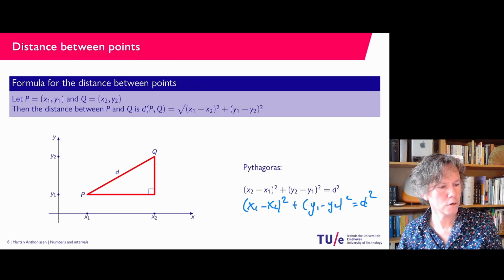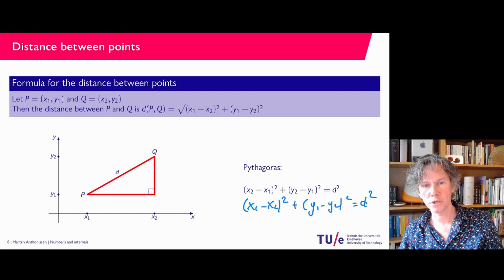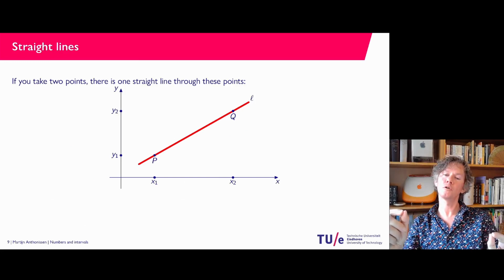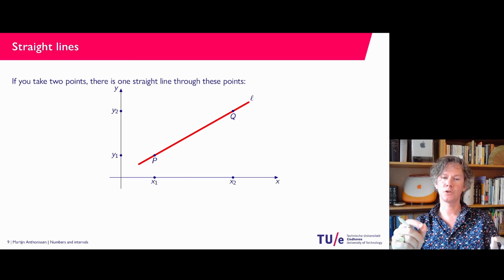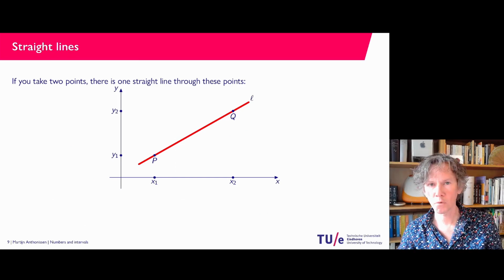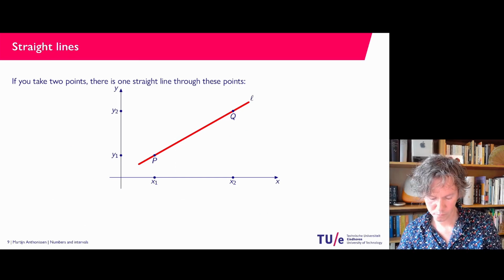So this is getting to be quite a long video. Let me go to the last item on the agenda. So a few notes on straight lines. You know that if you take 2 points in the plane, so here again P and Q, that there is precisely one line that goes through both points.